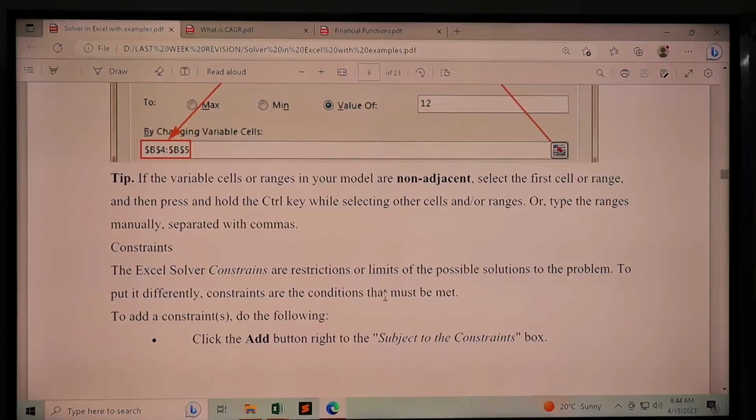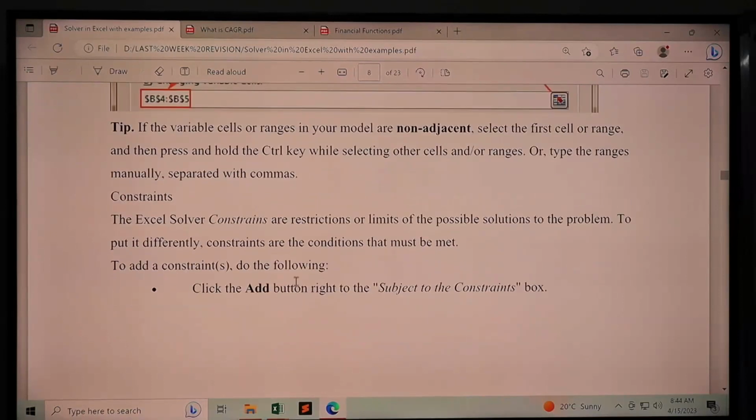So the variable cells, or the range of cells we have set, these values can be adjusted. However, the next parameter is the Excel Solver constraints. These are the restrictions or the limitations of possible solutions to the problem. To put it differently, constraints are the conditions that must be met. So you have to add these constraints into your worksheet, and you do that so as to achieve your objective.